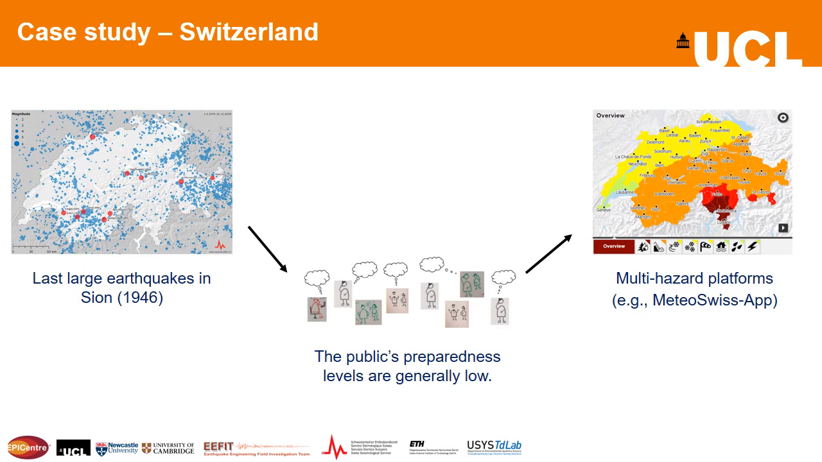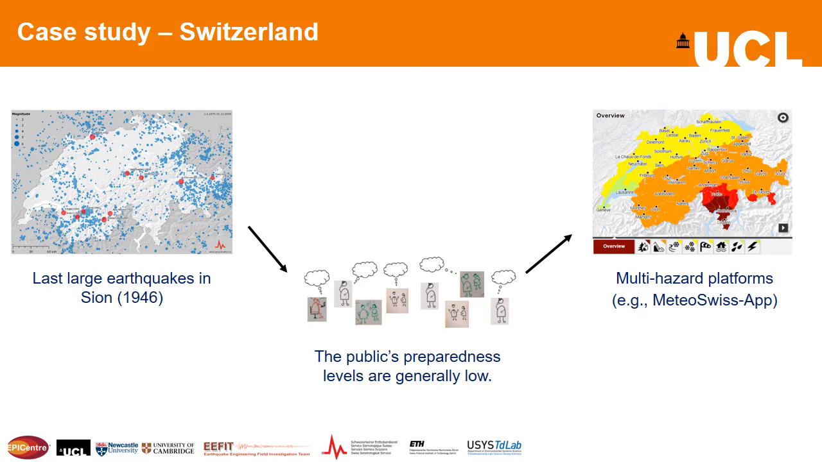This is one of the reasons why the public's preparedness levels are generally low, and also their awareness and knowledge about earthquakes are low. One approach, not only in Switzerland but also internationally, is to communicate information about low probability hazards such as earthquakes on multi-hazard platforms. In Switzerland, for example, earthquake information is already available on the MeteoSwiss app, the national weather app, which allows us to reach a large part of the society.